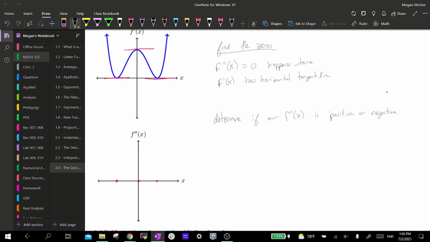So that will tell us if we are above or below the x-axis. All right, so again, we're going to look at our original graph, and our relationship between our first derivative and our second derivative is that if our first derivative is decreasing, our second derivative must be negative. Okay?